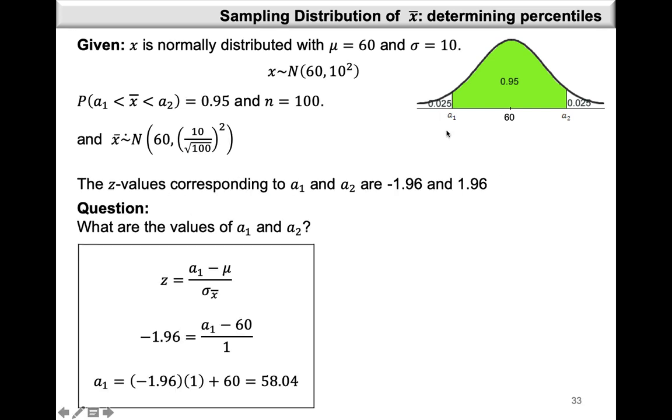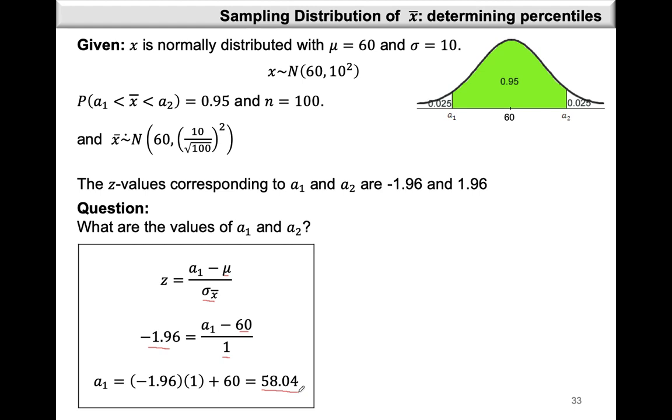So using the definition of Z, we find that Z is equal to A1 minus mu divided by the standard deviation of X bar, sigma X bar. So in order to find A1, the Z value from the table was minus 1.96 and this is equal to A1 minus the mean 60 divided by sigma X bar, which is 1. So when we solve for A1, we find that A1 is equal to minus 1.96 times 1 plus 60 and this gives us a final answer of 58.04.